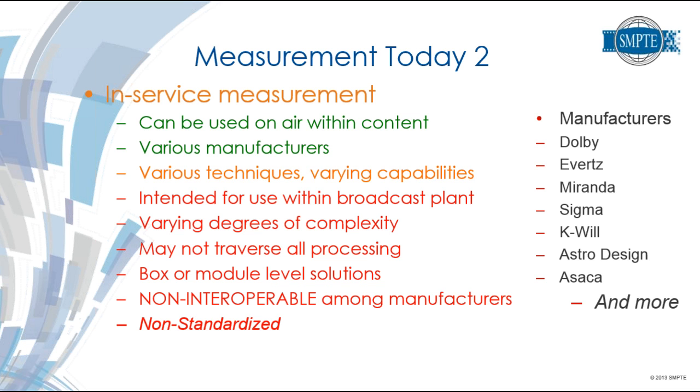These tend to be box or minimally a module level solution in a modular equipment platform. These are biggish kind of products. These are not small things. The bigger snags are the next two bullets. These products are non-interoperable among manufacturers. So if I go to the list on the right and I buy a box from the third person down in the list, I have to buy all my other boxes from that same third person down in that list if I want to implement a holistic system.